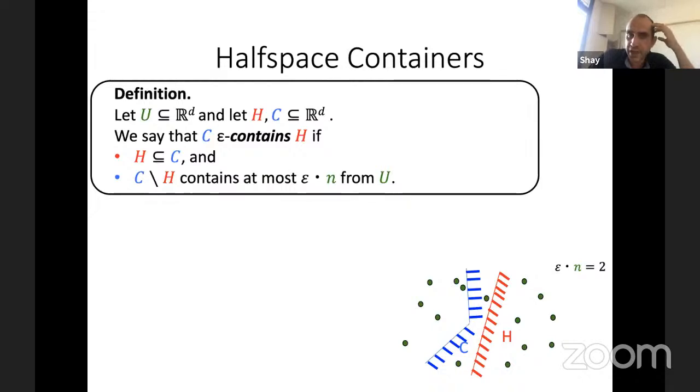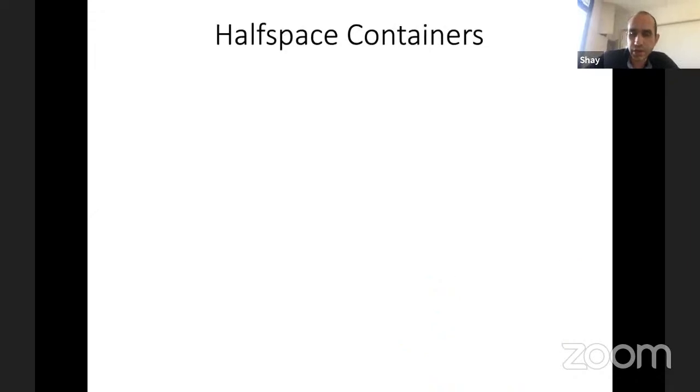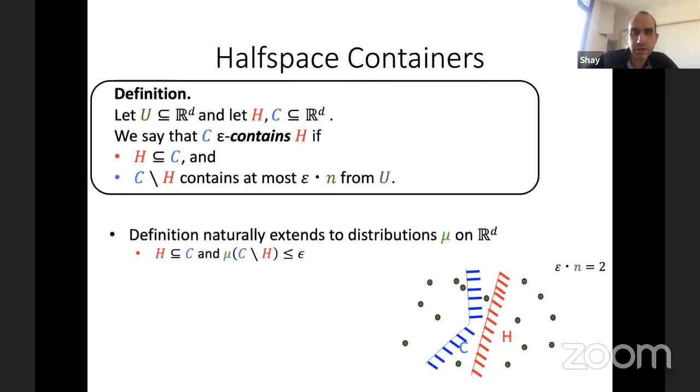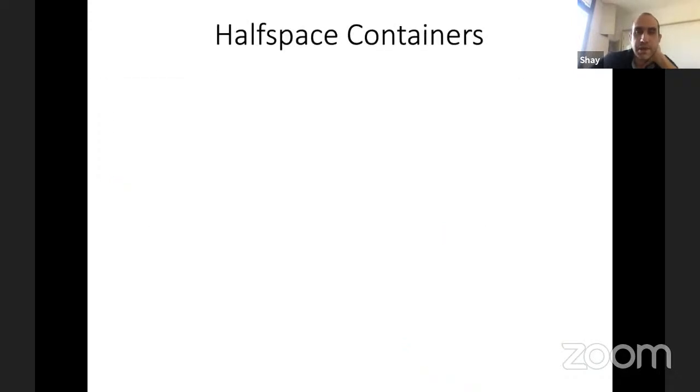Of course, you could consider this definition, and we will, for arbitrary measures on R^d. Given an arbitrary measure mu on R^d, we say that C epsilon-contains H if H is a subset of C and the difference has measure at most epsilon. Here we take mu to be the uniform distribution over U. So it extends naturally to distributions.